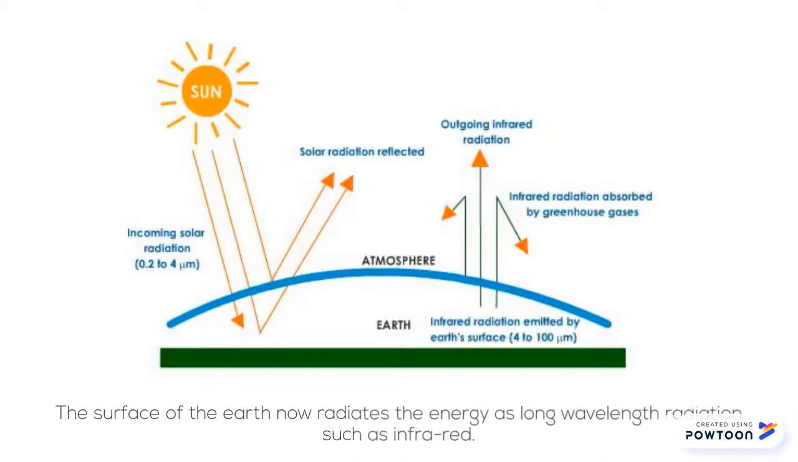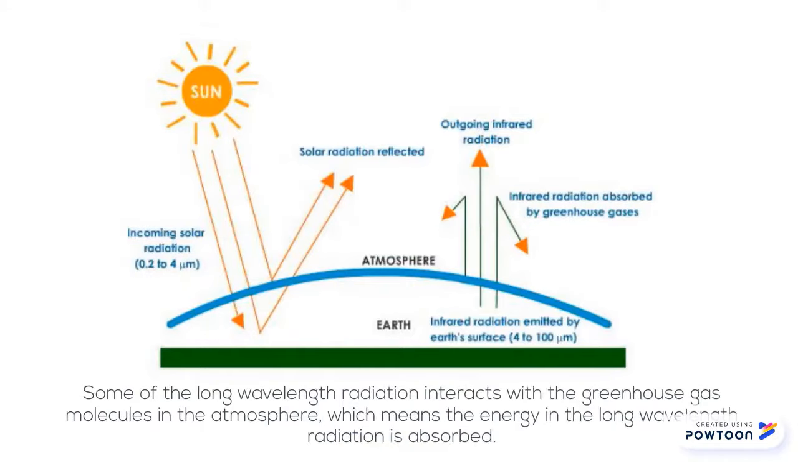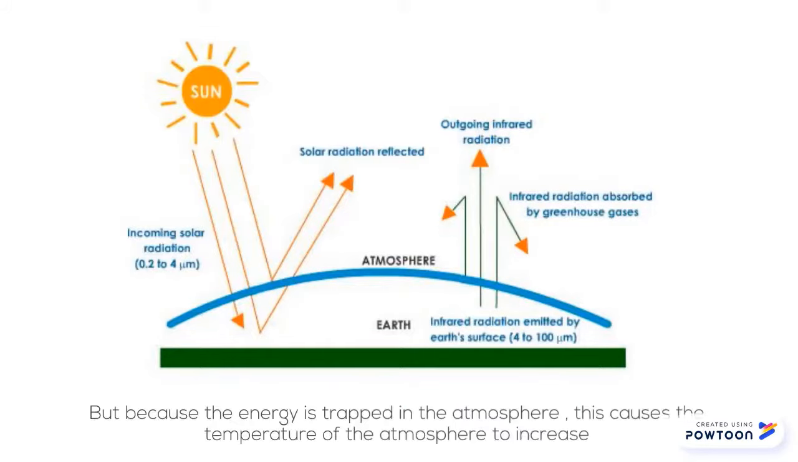The surface of the Earth now radiates the energy as long-wavelength radiation such as infrared. Some of the long-wavelength radiation interacts with the greenhouse gas molecules in the atmosphere, which means that the energy in the long-wavelength radiation is absorbed. Because the energy is trapped in the atmosphere, this causes the temperature of the atmosphere to increase.